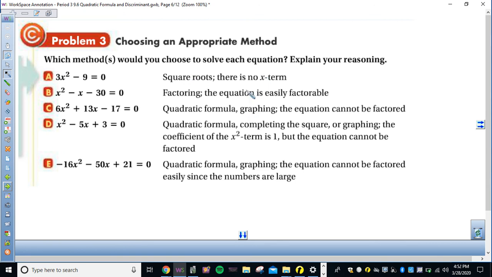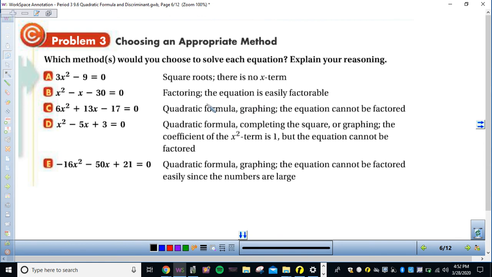When there's no x term, it's easiest to solve with square roots. The second one, factoring, as I said before, is a way to do that. This next one, the C, quadratic formula, you could also graph, but the equation cannot be factored. Okay, and then the D one here, we want the quadratic formula or complete the square, graphing, but the equation cannot be factored.